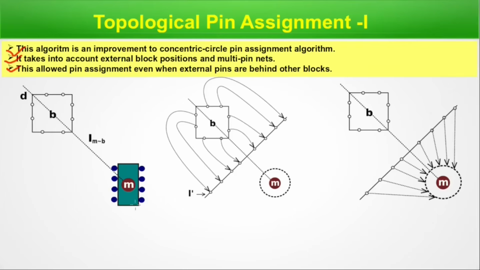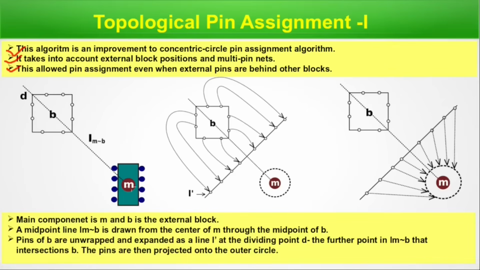This is the inner block. The main component is M and B is the external block. This is the main internal block and this is the external block. A midpoint line LMB is drawn from the center of M through the midpoint of B. This is the center of M and this is the midpoint of B. We are drawing a straight line like that.